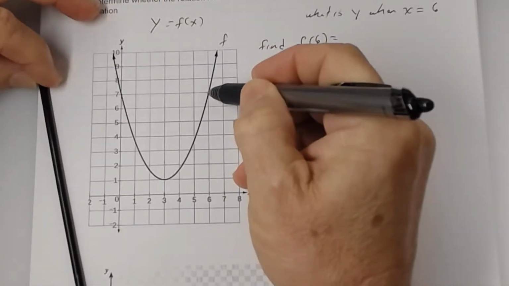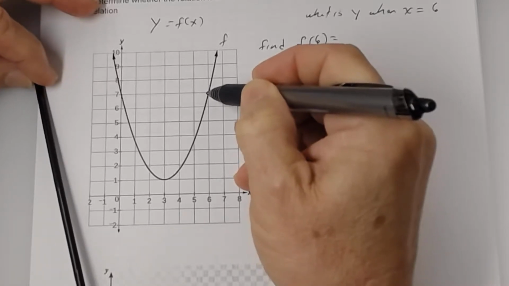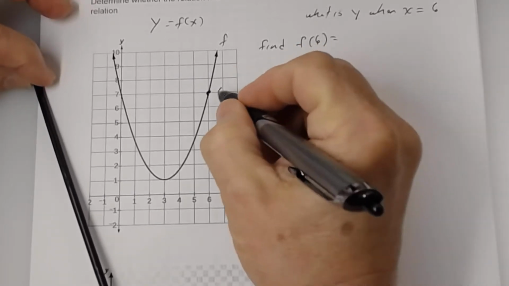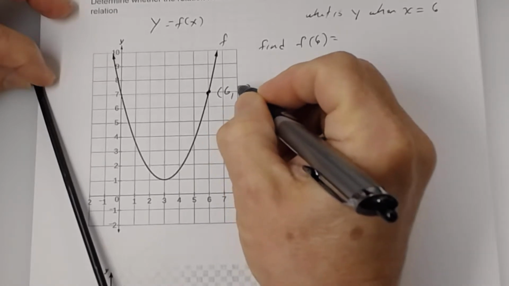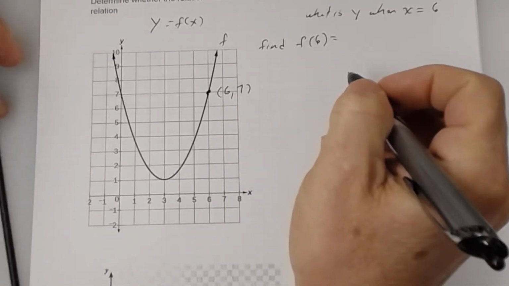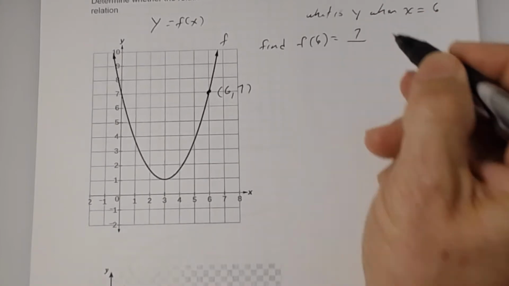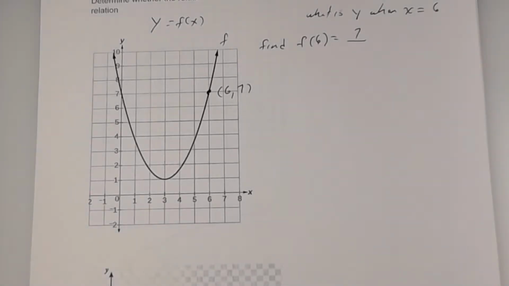Y'all agree? Right here, okay, so I need to put a dot right there. And then tell me the coordinates of that point. 6, comma 7. It helps if you actually write the coordinates out. So what do you think f of 6 is? 7. The answer is 7. So f of 6 equals 7. What's the y value when x is 6? The y value when x is 6 is 7.